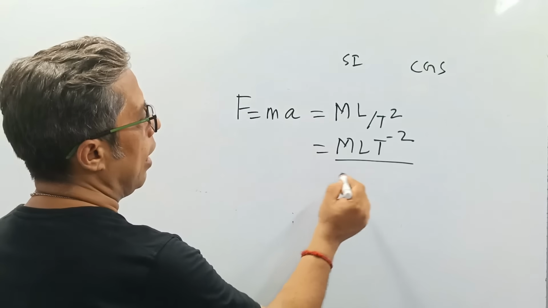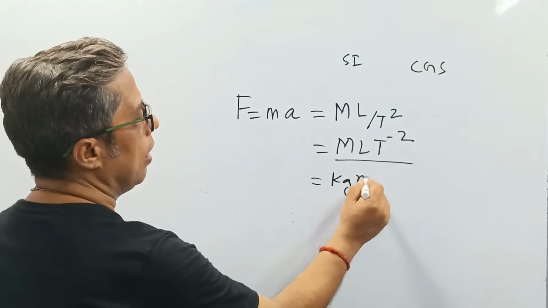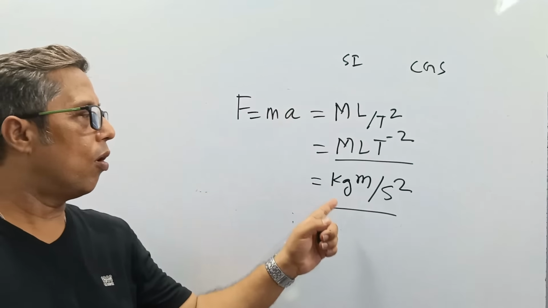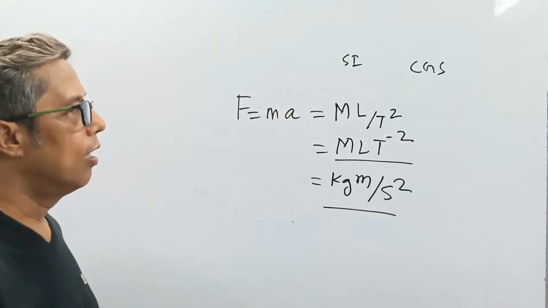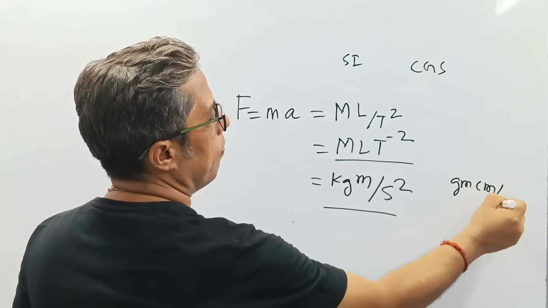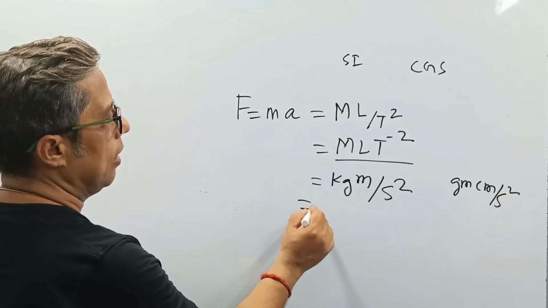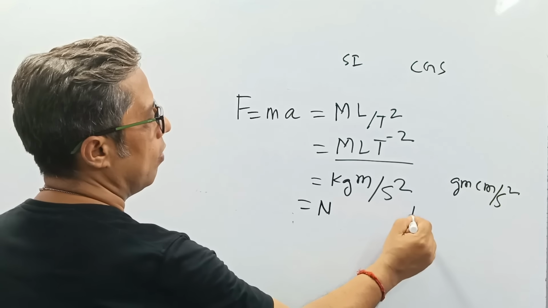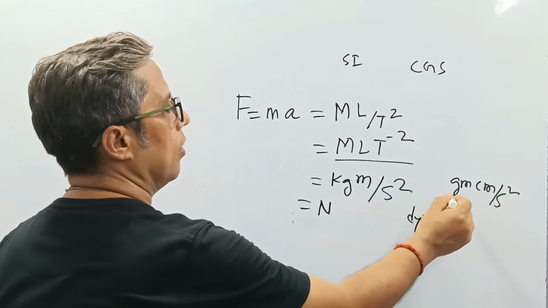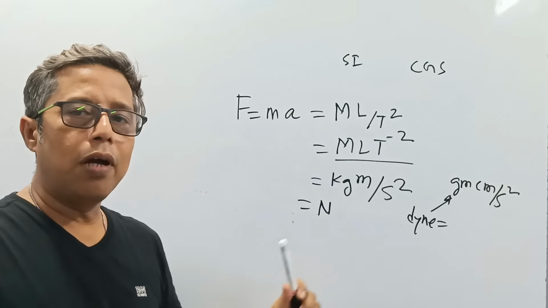So what will be the unit of force? Kg for mass, and meter per second square. So kg meter per second square is the unit of force in SI. And for CGS it will be gram centimeter per second square. Kg meter per second square we call Newton, and in CGS we call it a dyne. So dyne is equal to gram centimeter per second square. Fine. So force units you don't have to remember.